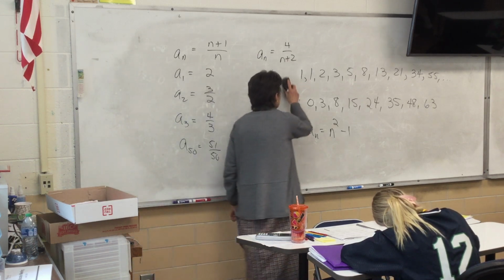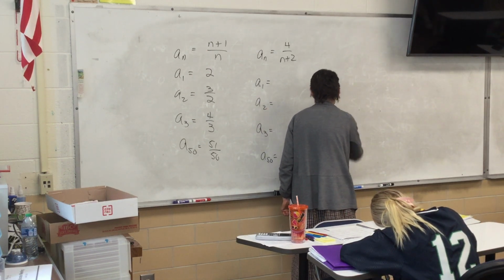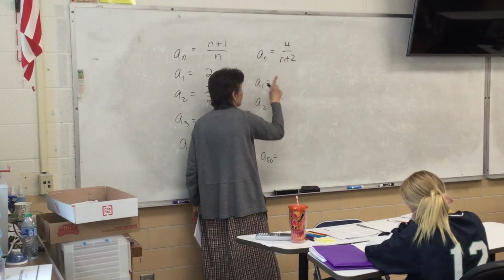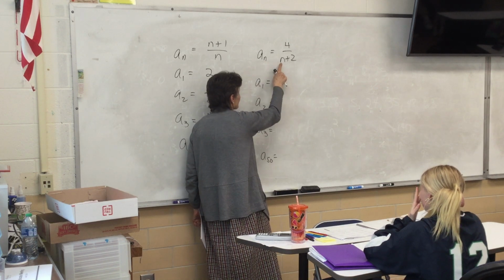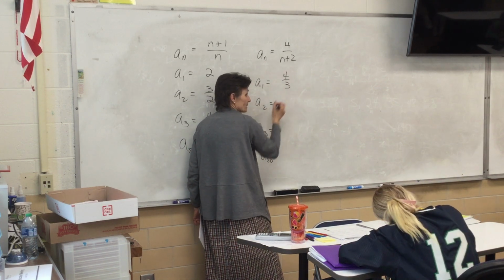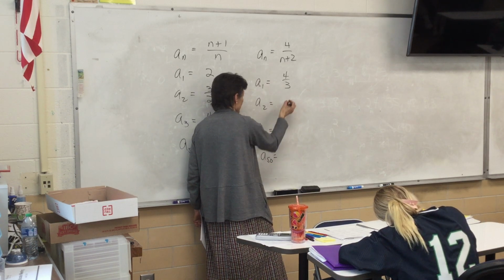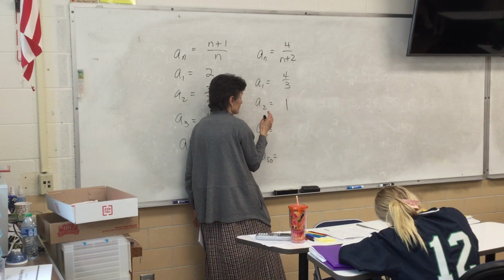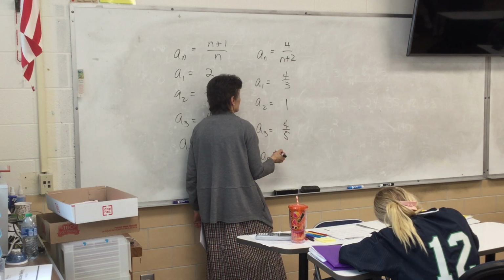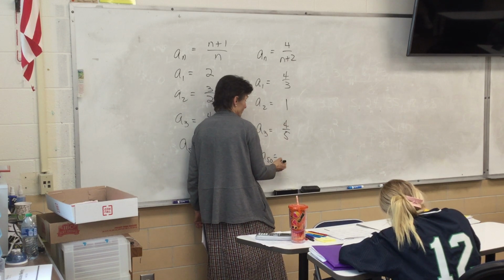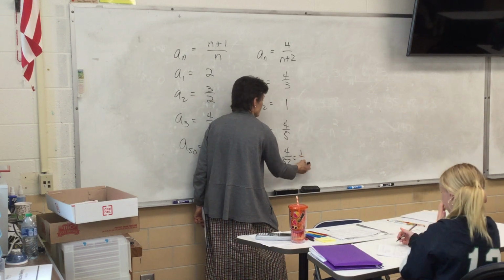Okay, what about this next one? What's the first term of this next sequence? Nope, it's not 4. What is it? First term. 4 over 3. Perfect. And the next one will be 1, because it's 4 over 4. The next one, 4/5. And the 50th one, 4 over 52, which actually reduces to 1/13.